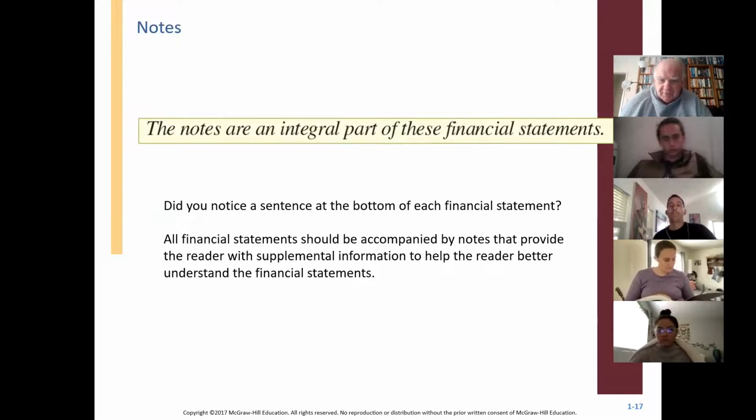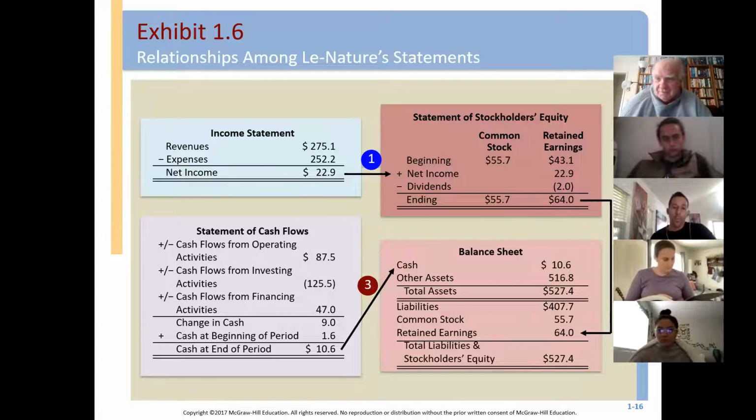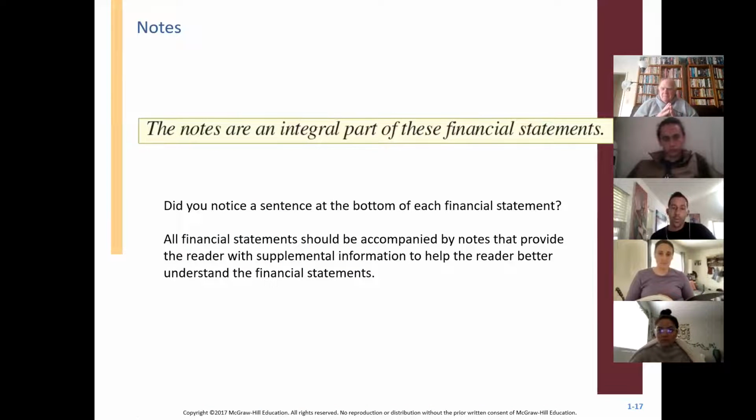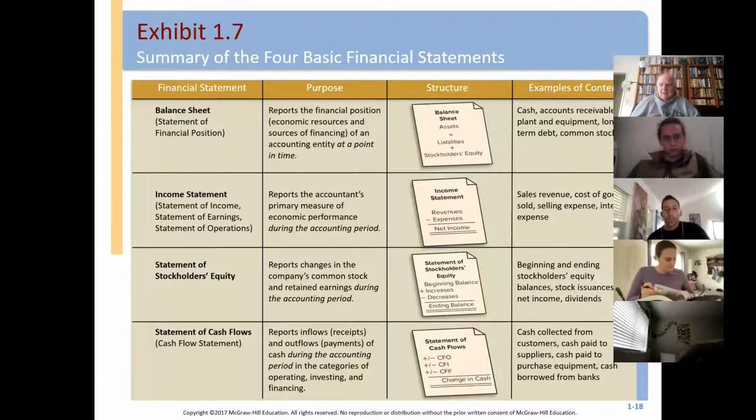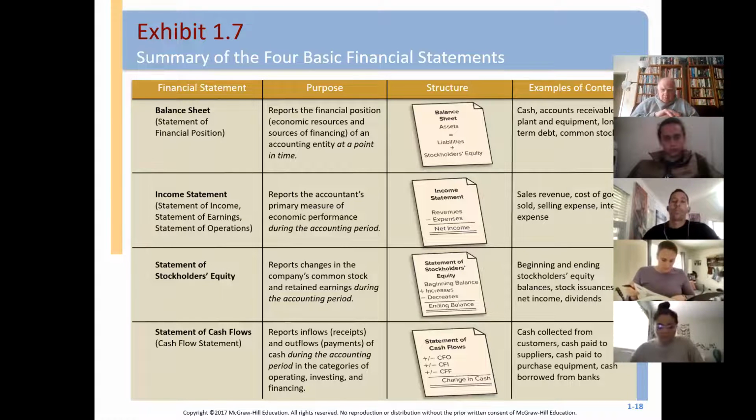Did you notice a sentence at the bottom of each financial statement? I didn't, but I guess there was supposed to be one there. When you're looking at a company's financial statement, you're thinking of investing in General Motors. You call up their financial statements, and just about every number on that financial statement will have a note giving you some more detail. Notes are super, super important. All financial statements are accompanied by notes that provide the reader with more information.